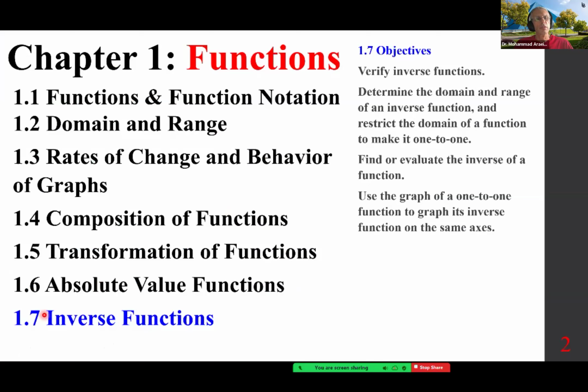So in this Section 1.7, Inverse Functions, the objectives are: verify inverse functions, determine the domain and range of an inverse function, and restrict the domain of a function to make it one-to-one. Find or evaluate the inverse of a function. Use the graph of a one-to-one function to graph its inverse on the same axis.